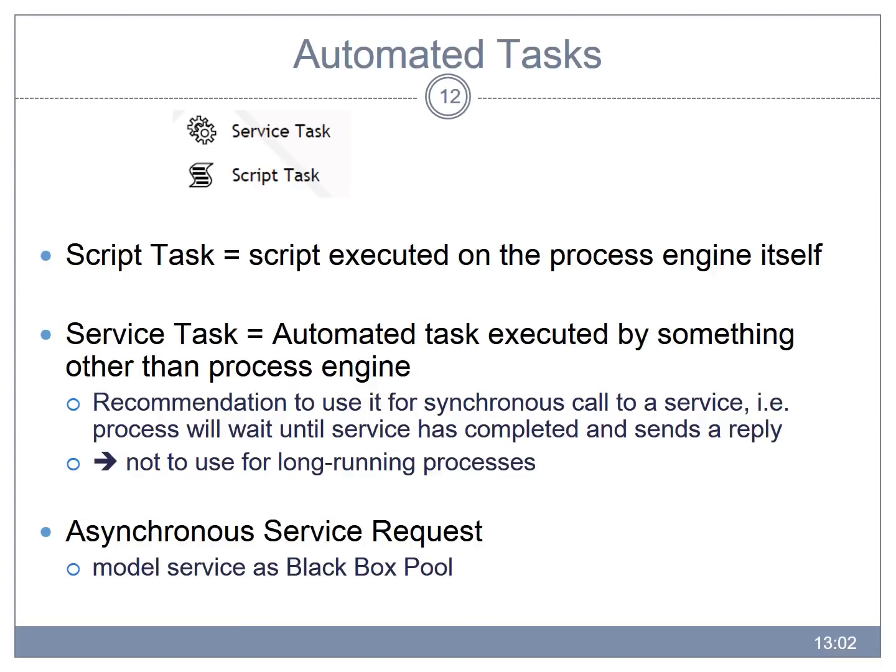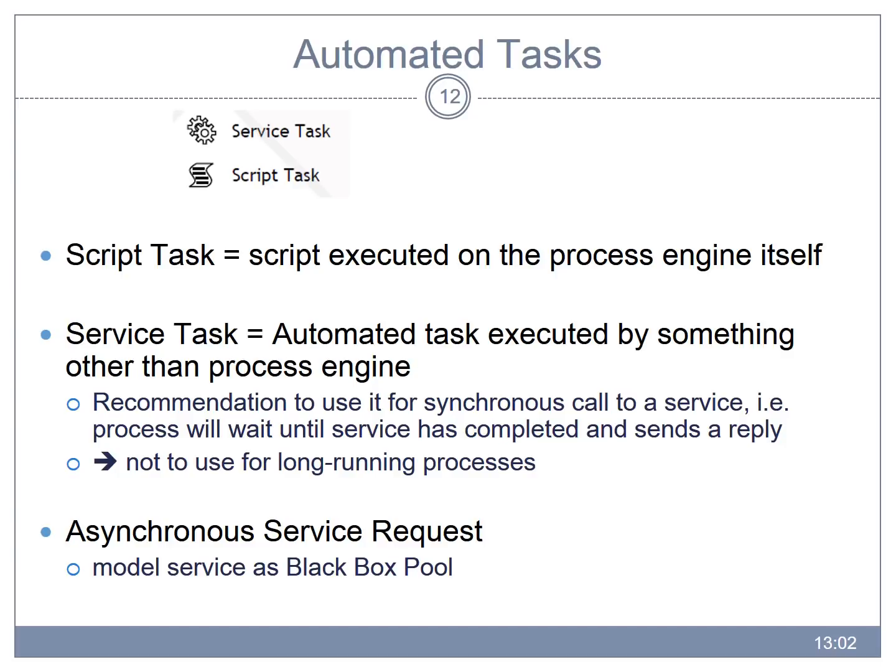Then we also have different kinds of automated tasks. In particular, we have service task and script task. The difference is that a script task is executed on the process engine itself, whereas a service task is an automated task that is executed by something else than the process engine. Typically, it is processed by an application, and the application will be invoked by the process engine. You will use a service task when you want to have a synchronous call to a service. It means that the process will wait until the service has completed and sends a reply. So you don't use that for long-running processes.